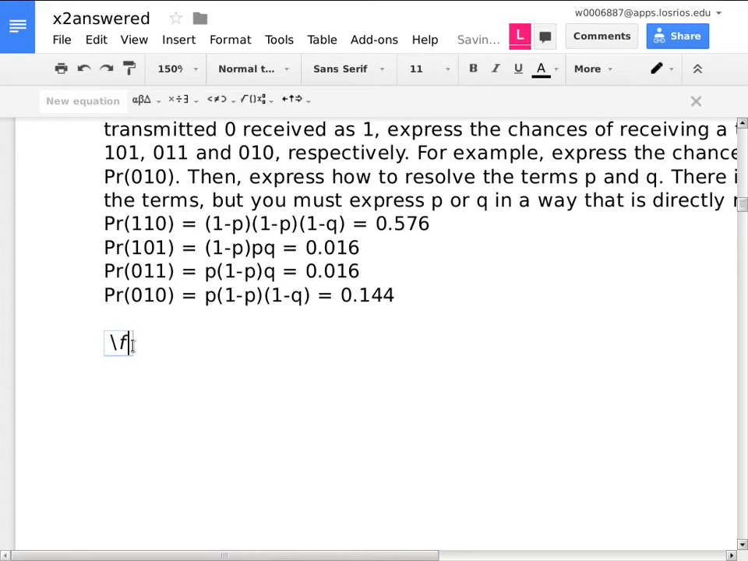So we are looking at 2 fractions. The first fraction is the probability of 110, divided by the probability of receiving 010, because they're only off by 1 bit. There are other alternatives as well; I'm just picking this one as an example.